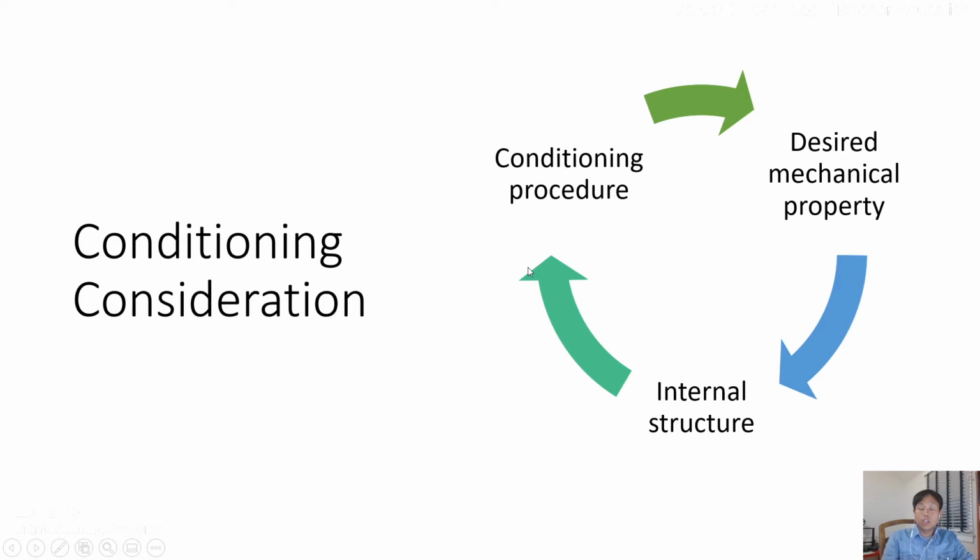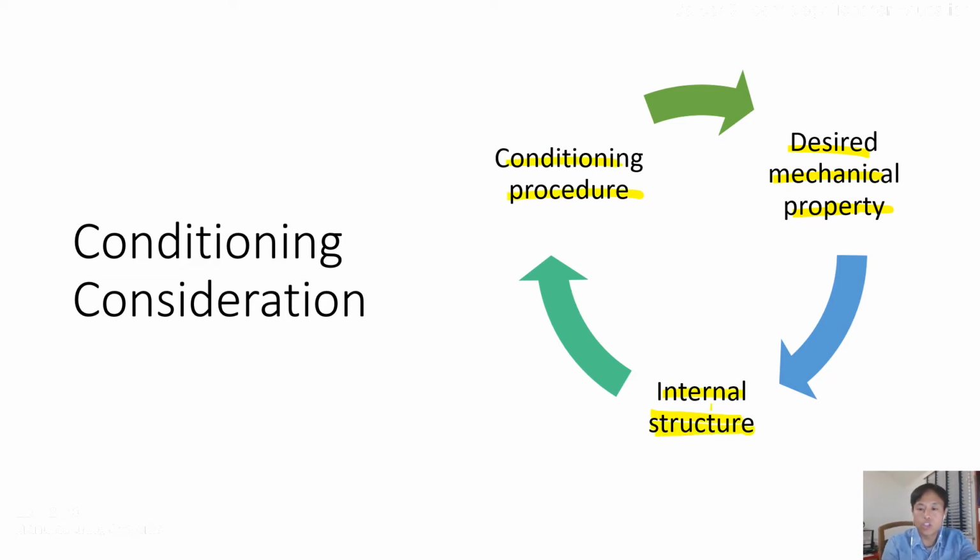The considerations in conditioning are, in general, three. The first one is what the desired mechanical properties are. We need to consider whether the material should be malleable with ductility, or brittle, or whether other processes or materials call for other properties. And then we need to consider its internal structure and then the conditioning procedure.